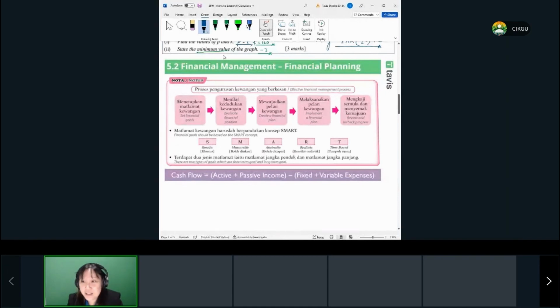Okay, next topic, this one is financial management. This one also very easy. This one is just a very quick recap. The main thing I'm just going to tell you straight away, the main thing you need to know is just this one. Cash flow.